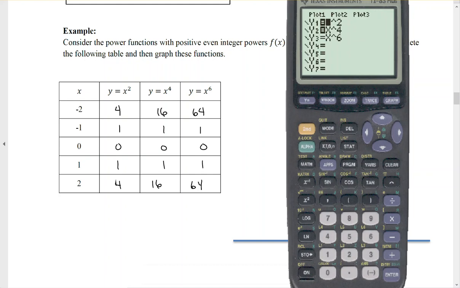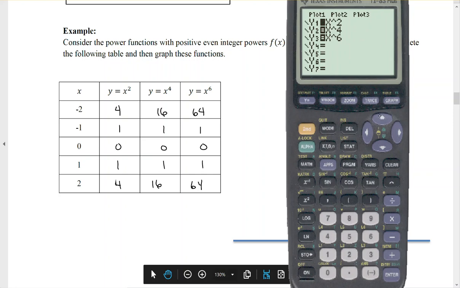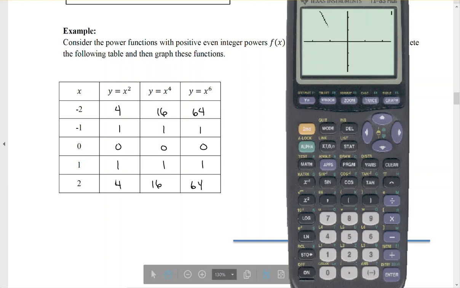So now if I do y equals x to the sixth, I'm going to turn off y equals x to the fourth here. So just hit enter there. And I'm going to compare that to x squared. So there goes x squared. And again, you can see how flat the bottom is and how quickly it goes up.